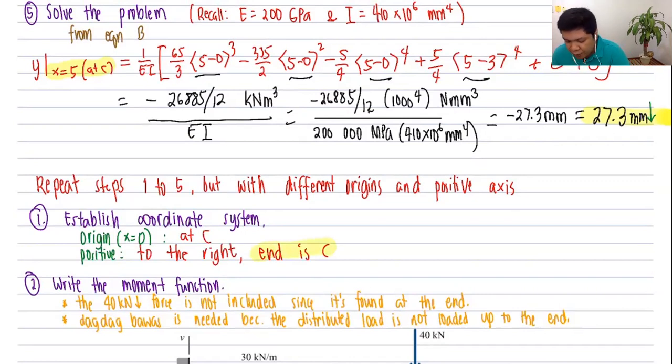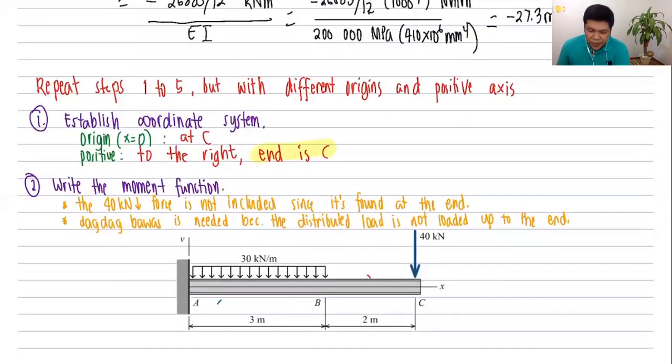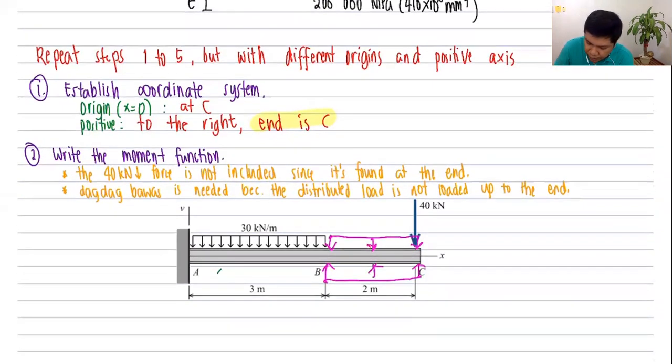That's okay. Now, we write the moment function. Please remember, the 40 kilonewton force is still not included primarily because it's found at the end. Do I need to perform add and subtract? Yes, I need to perform add and subtract because the distributed load is not loaded up to the end. So to perform that, I add the load and then reduce, I remove what I added. Don't forget, I have a 130 kilonewton force and a 335 kilonewton meter support reaction.